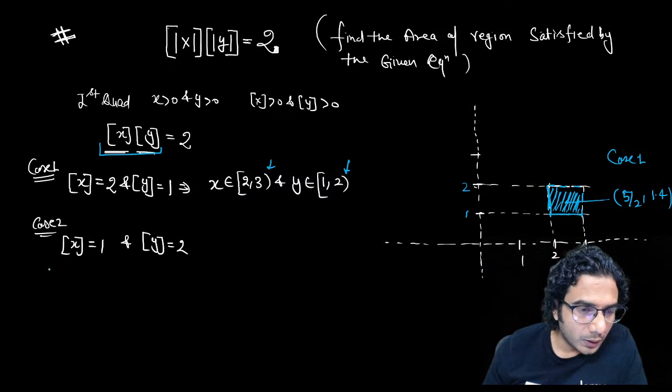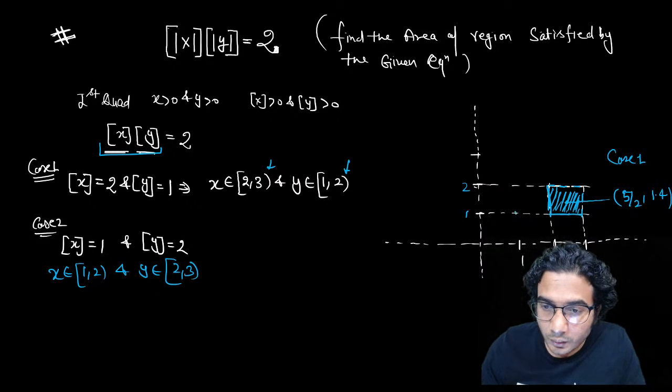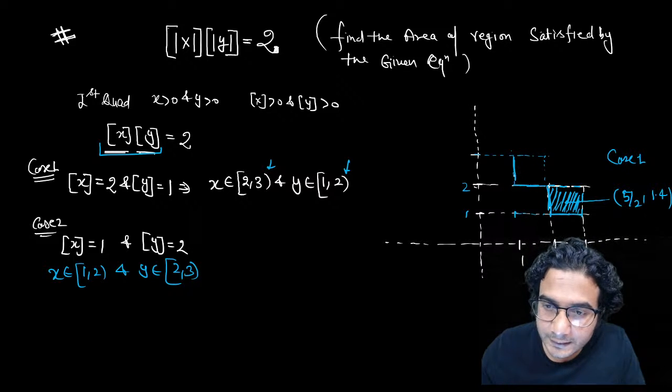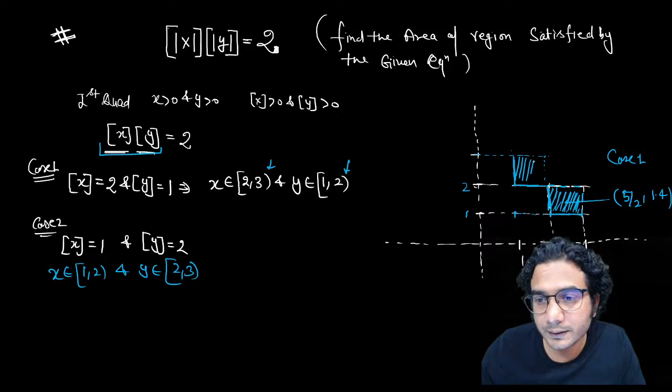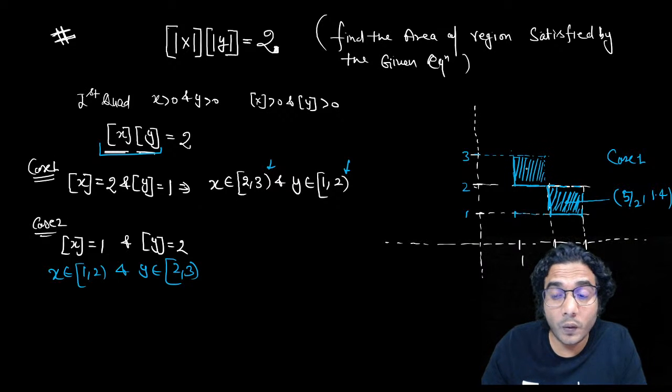Now plot case 2. So in case 2, x will be between 1 to 2 and y will be between 2 to 3. So x is now in the interval 1 to 2, and y is in the interval 2 to 3. So this line and these two lines are included in all these points. In this region x is 1 to 2 and y is 2 to 3, so all these points will also satisfy.